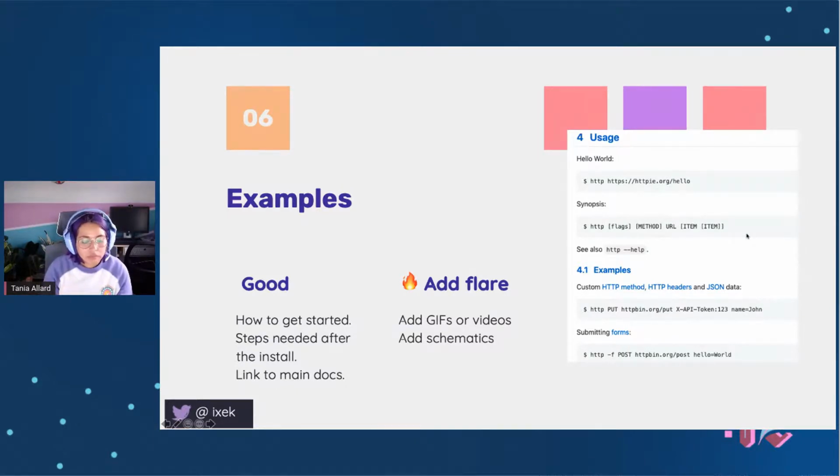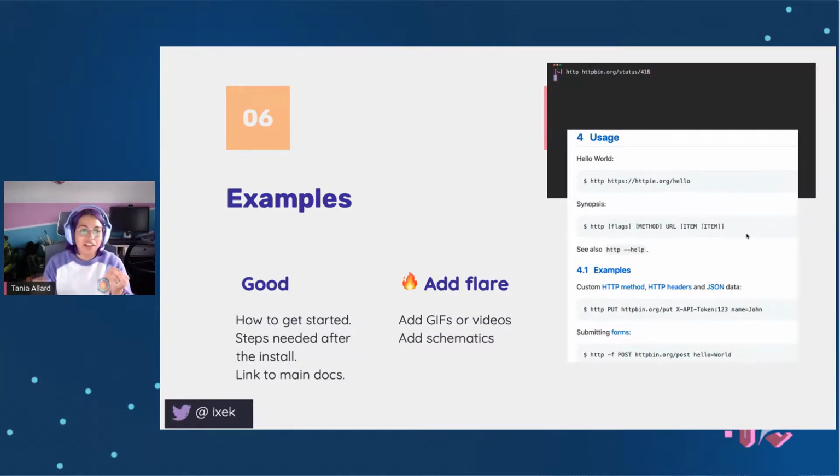Provide steps on how to get started, steps needed after the install, and provide steps even if there is extra configuration that folks need to do, like adding credentials, or even just vanity configurations like changing the syntax highlighting color to create different profiles, to mute notifications or things of the such. And also add the link to main docs. Extra flair if you add GIFs or videos and schematics.